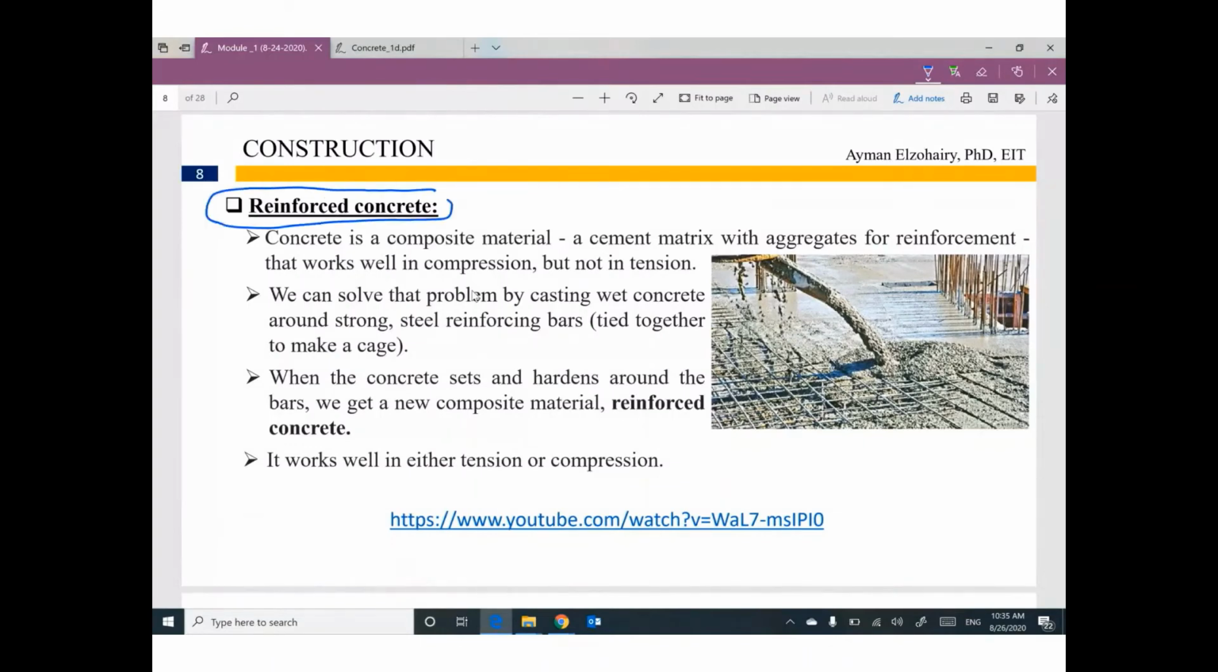So we have steel bars, as you see here in this picture. These steel bars will create something called mesh, and then you add concrete. After setting or after hardening of concrete, you will get a new material which is called reinforced concrete. Cement, water, sand, coarse aggregate, and reinforcement or steel rebars.